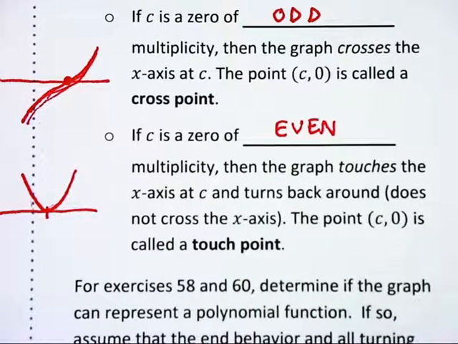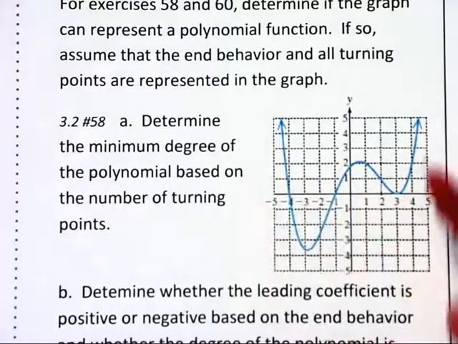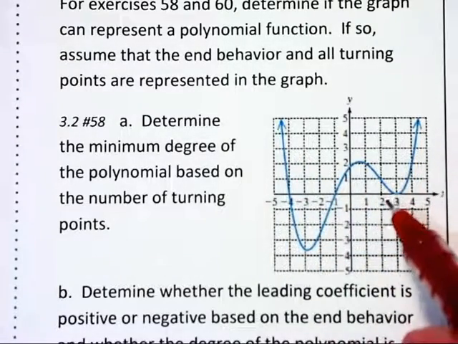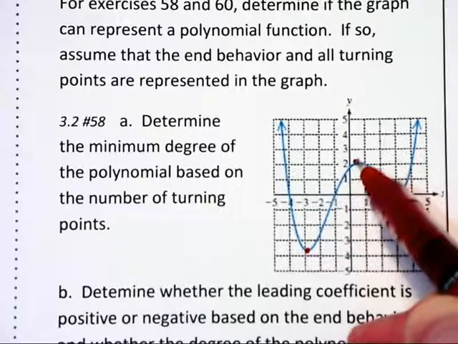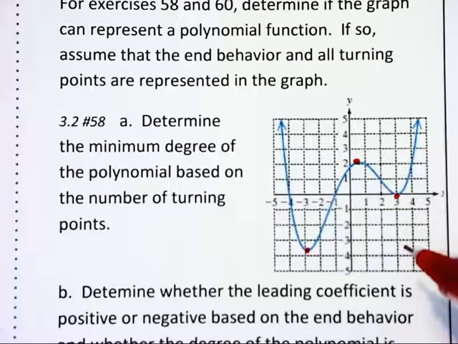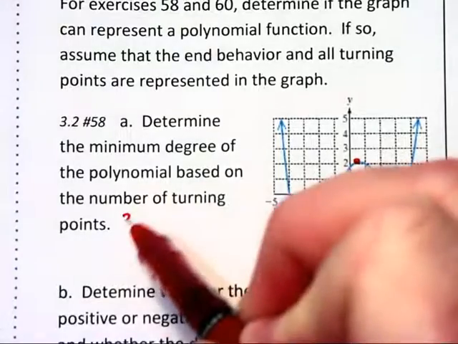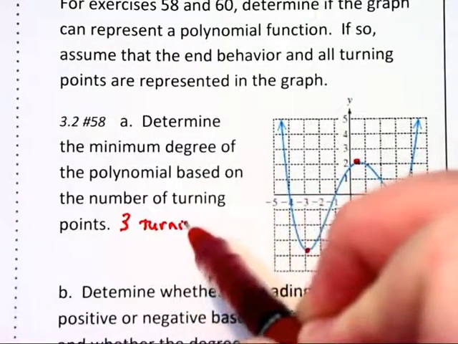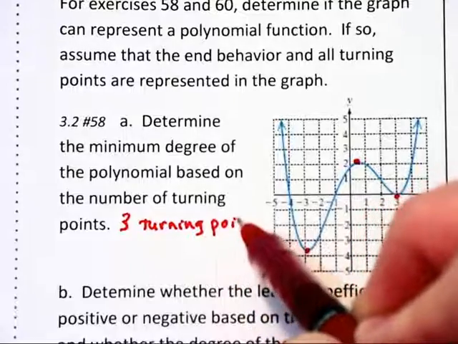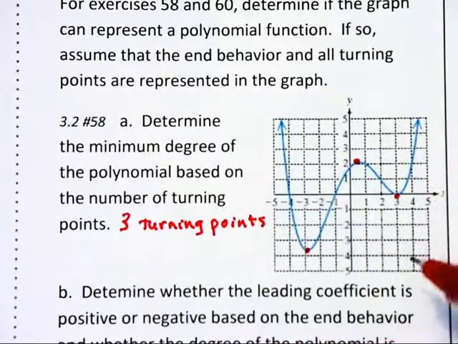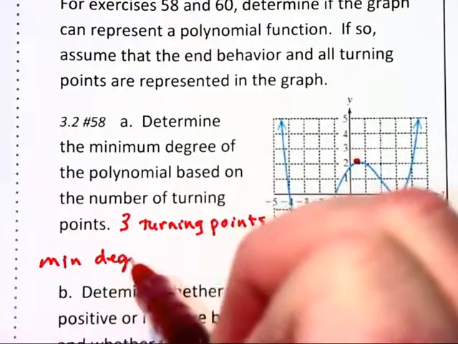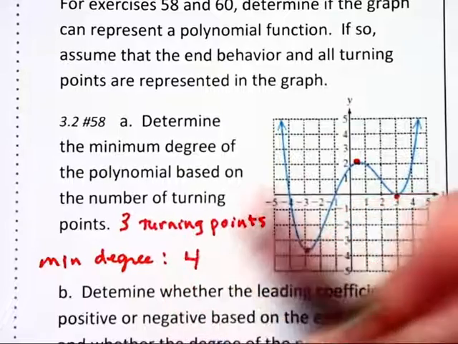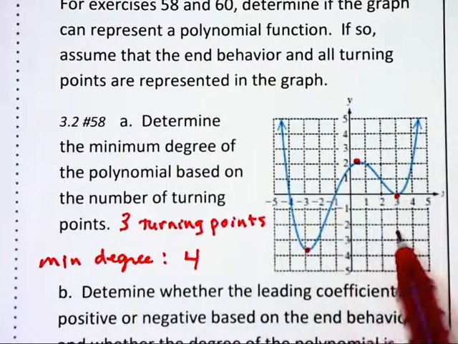Now let's look at our first problem. They have given us the graph altogether. Determine the minimum degree based on the number of turning points. I see 1, 2, 3 turning points, which means, let me just write that down, 3 turning points. Therefore, the degree has to be at least one more than that. The minimum degree is 4. Does that guarantee that this is a 4th degree function?